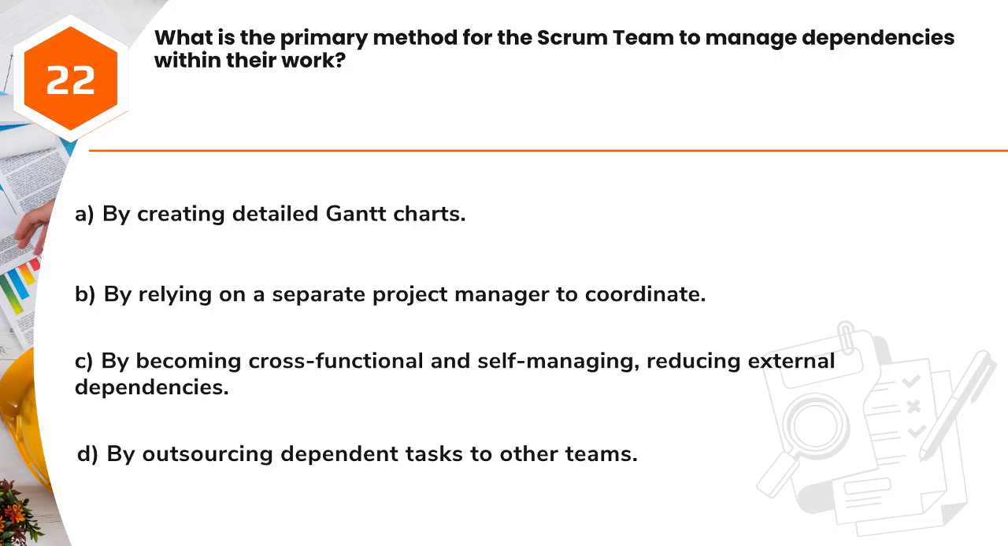Question 22. What is the primary method for the Scrum team to manage dependencies within their work? A. By creating detailed Gantt charts. B. By relying on a separate project manager to coordinate. C. By becoming cross-functional and self-managing, reducing external dependencies. D. By outsourcing dependent tasks to other teams.